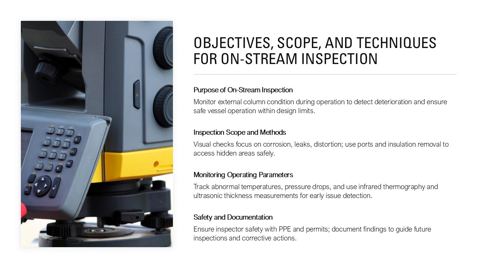On-stream inspections also involve monitoring operating parameters that may indicate internal problems. Abnormal temperature profiles, unexpected pressure drops, or changes in reflux and product quality can signal tray damage, fouling, or internal corrosion. Surface temperature measurements using infrared thermography can help identify insulation failures, hot spots, or areas of abnormal heat transfer. Ultrasonic thickness measurements may be taken at accessible external locations to monitor corrosion rates at established corrosion monitoring locations, CMLs.